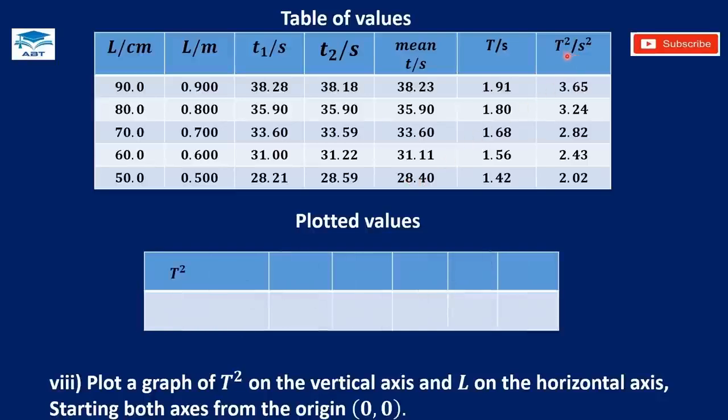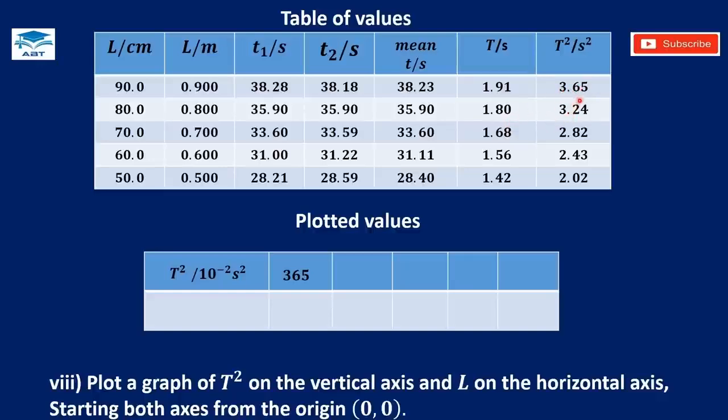So for the values of t squared, we have 3.65, and it will be difficult to plot 3.65 on the graph. So we move this point 1, 2, and record it as 365 times 10 exponent negative 2, and the unit is second square. So it's in standard form. So the value 365 times 10 exponent negative 2 gives back 3.65.